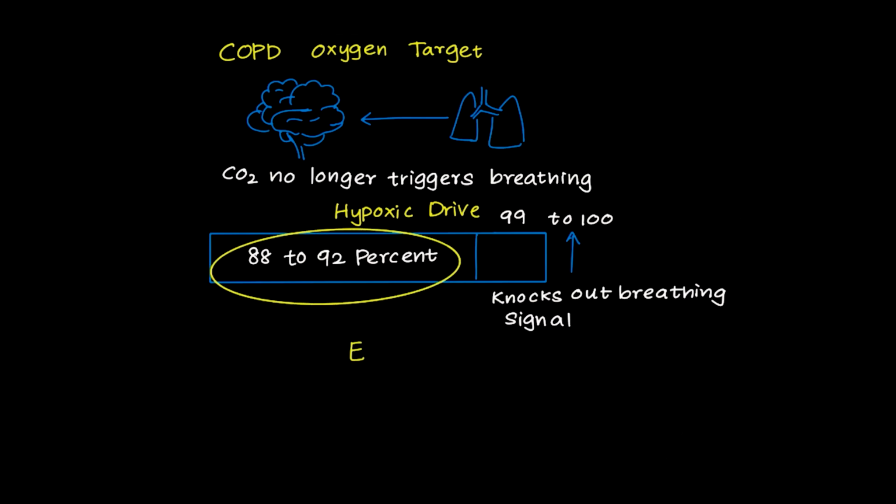Option B is a healthy lung target and would suppress their breathing drive. Option C is dangerously low and risks cardiac arrhythmias. Option D pushes saturation too high for a COPD patient.